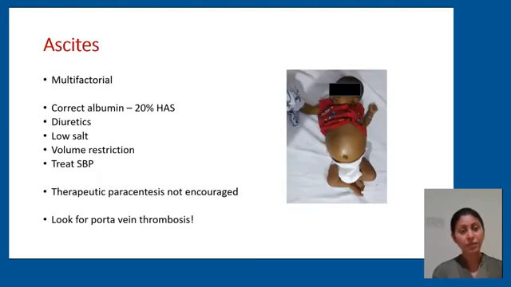The next complication or association is ascites. Ascites in a child with chronic liver cell disease is multifactorial. It could be due to low albumin as well as contributed by high portal pressures. And to complicate matters, the child might have secondary portal vein thrombosis on top of cirrhosis as well.